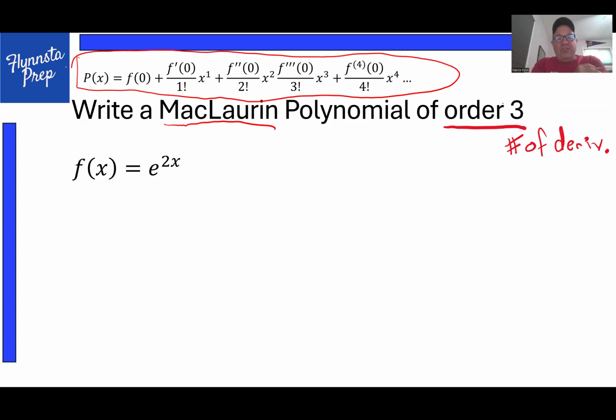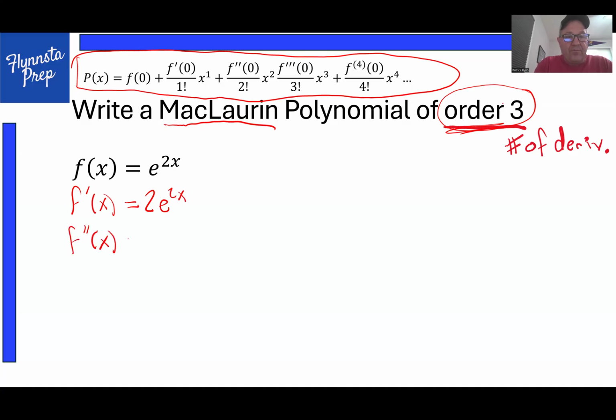So our first question says, write a Maclaurin polynomial of order 3. Now, order 3, the order, that's just a fancy way of saying, please take 3 derivatives. So that's what we're going to do. We're going to take the first derivative and the second derivative. And the third derivative.